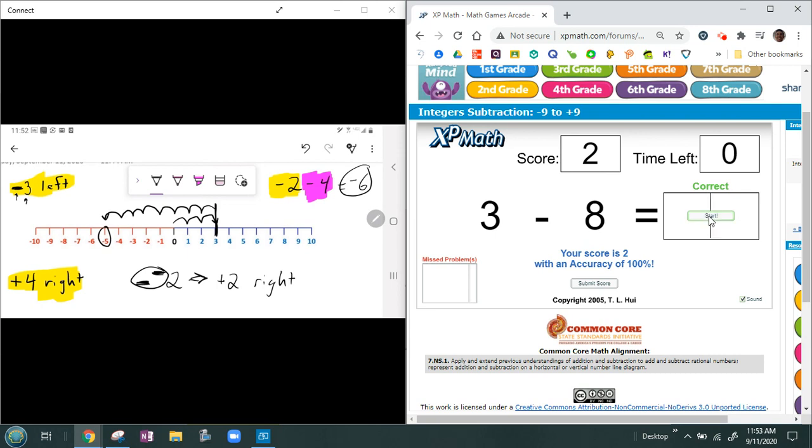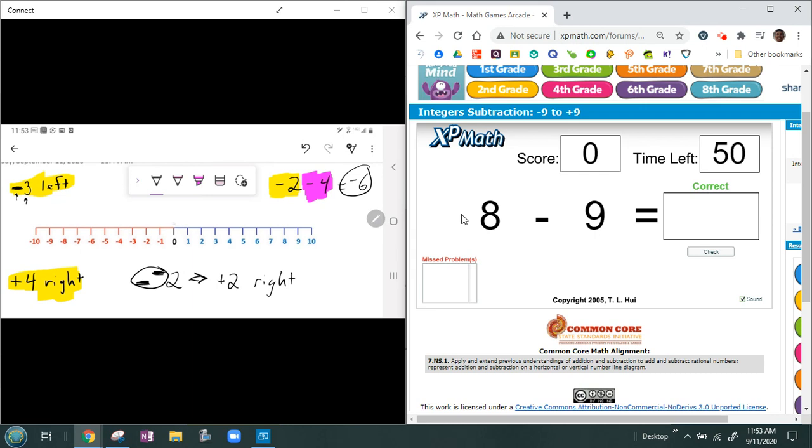Okay, let's try one more time. Okay, so how would we do this one? We always start at 0. We look at the 8 and look to the left. There's nothing there, so that means positive, move right. 1, 2, 3, 4, 5, 6, 7, 8. And then we look at the next integer, 9, and we look to the left. It's minus, so we're going to move to the left. 1, 2, 3, 4, 5, 6, 7, 8, 9. So that's -1 is the answer.